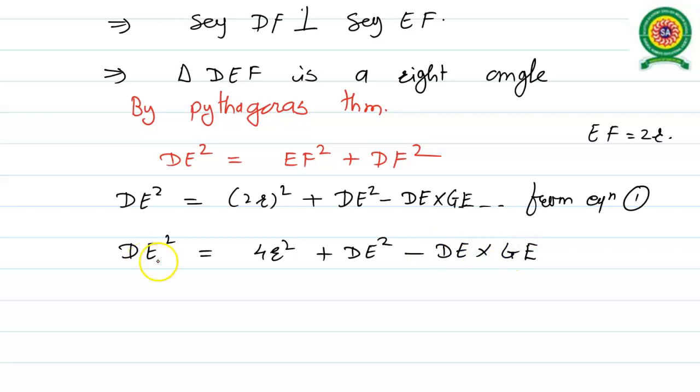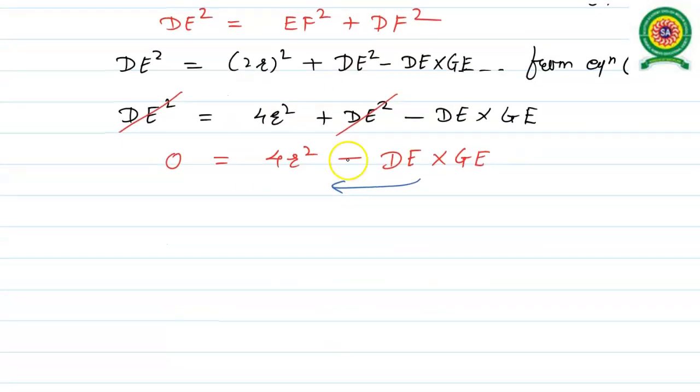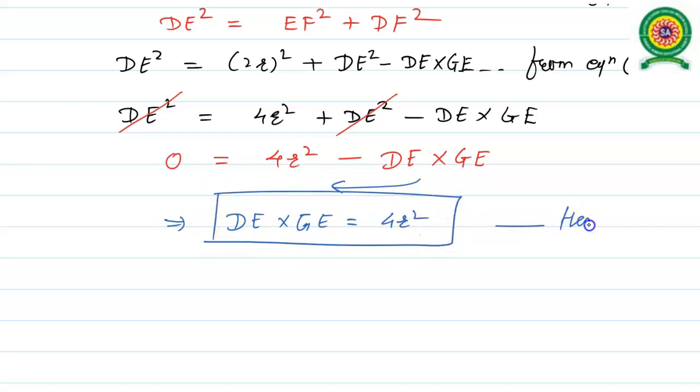Now look once carefully at LHS and RHS. We have DE square on both sides having the same sign, positive and positive, so they get cancelled. So we have now 0 equals 4R square minus DE into GE. Now try to shift that DE into GE from RHS to LHS. It has a negative sign, so after shifting it will become a positive DE into GE, that is equal to 4R square, and hence our proof. So that here we are having now our practice set 3.5. Thank you.